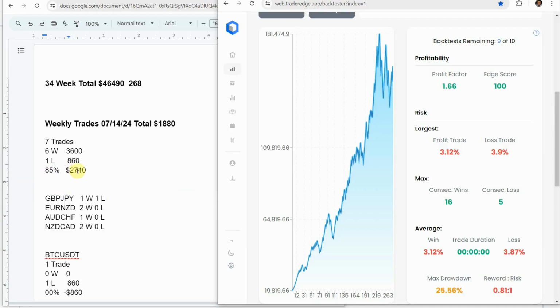Would have been a gain of $2,740. On the crypto coin, we had 1 trade, 1 losing trade. That's going to be a drawdown of $860. For the week, we would have been up $1,880. And at the 34-week total, now we would have been up $46,490 over 268 trades. You can see more stats on the strategy here, the growth of the equity there. And so really good stuff from the Academy of Forex indicator.